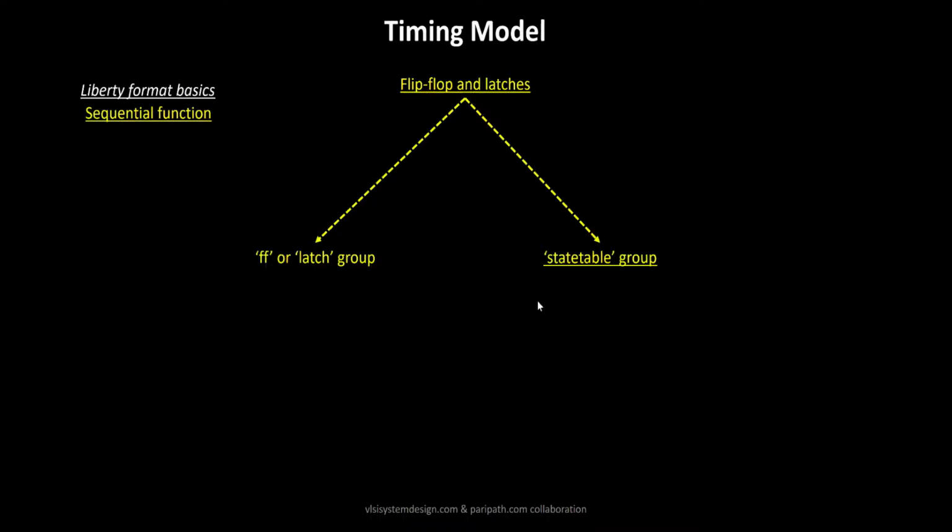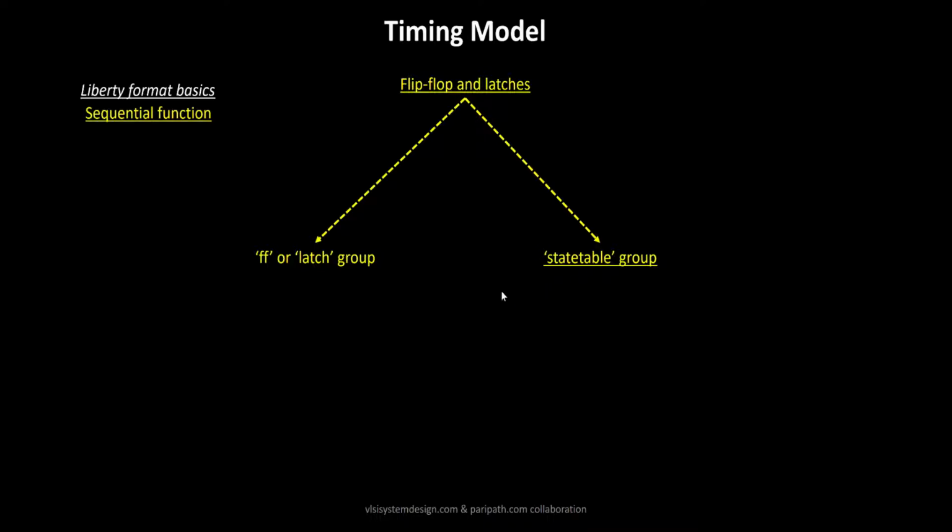Okay, so that was about the different behavior of the flip-flop and the latches, and that's how you represent your flip-flops and the latches in a flip-flop or a latch group. Next is a very important thing, which is a state table group. The same flip-flop and latches can also be defined using a state table group, which is a more compact form of representing flip-flops and latches. Understanding the state table group will also help us to define or describe any complex sequential models like memories and so on.